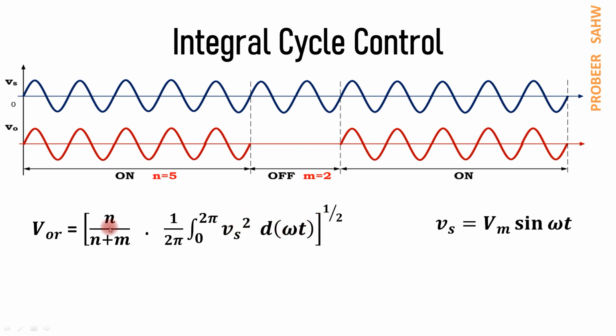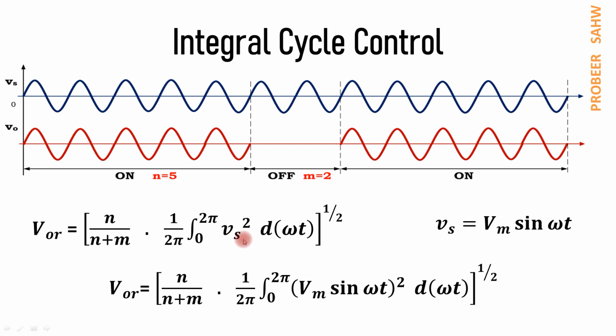But we have to obtain the value of output RMS for 5 plus 2 cycles. Therefore, we have to multiply this with a factor which is n by n plus m, because there are total 7 cycles of supply available, out of which 5 cycles of output is available. So the factor of periodicity will become n upon n plus m, because output is available for n cycles out of n plus m cycles of input. Again, keep in mind that output is available for n number of cycles out of n plus m number of cycles of input. So this is how we calculate the RMS value of output voltage.